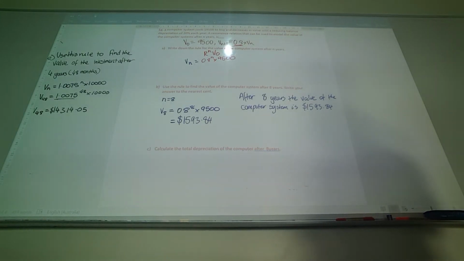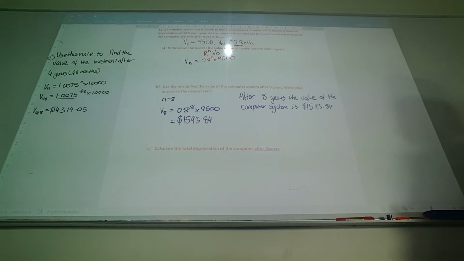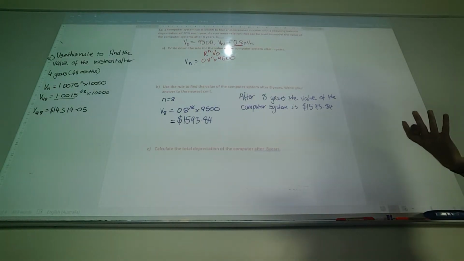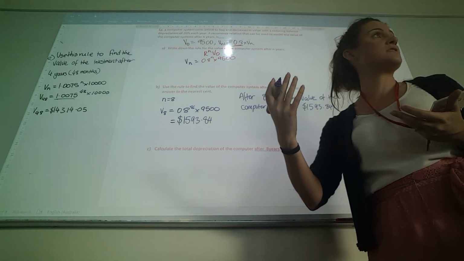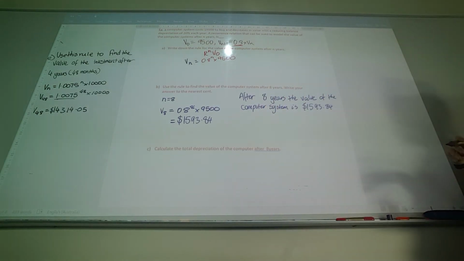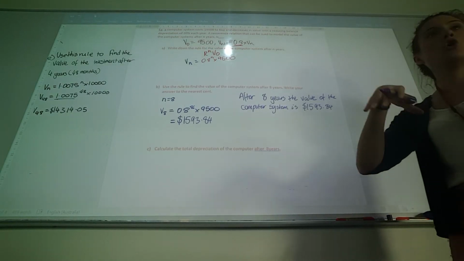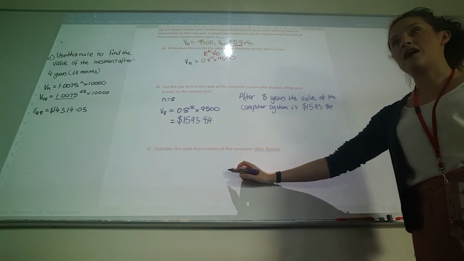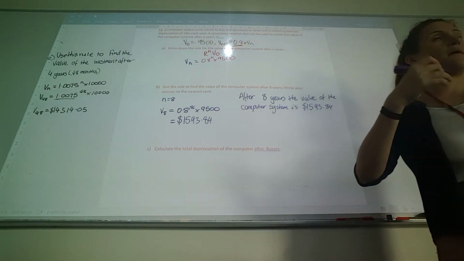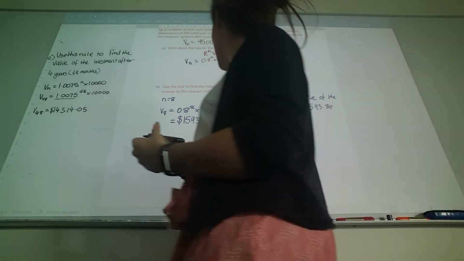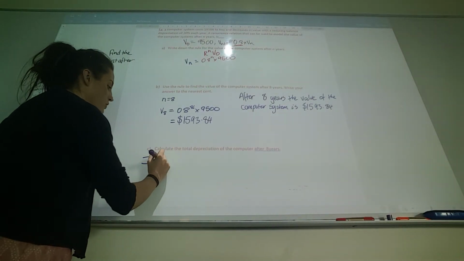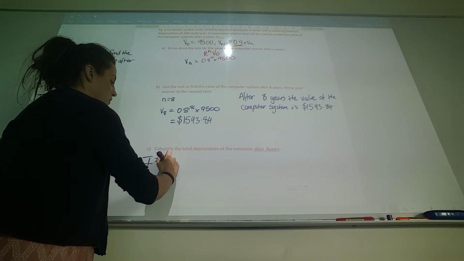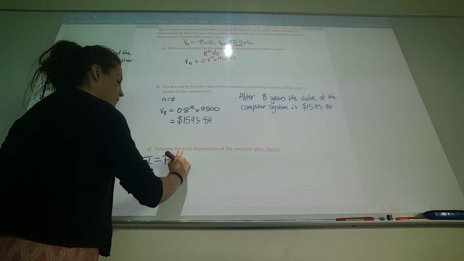Okay, so calculate the total depreciation of the computer after 8 years. So this is like when we were asking about how much interest has been accumulated. This is now finding how much the value has gone down. So this is what it's worth. We need to find out how much it has gone down by. So pretty much what we did before, but it's going to be backwards.